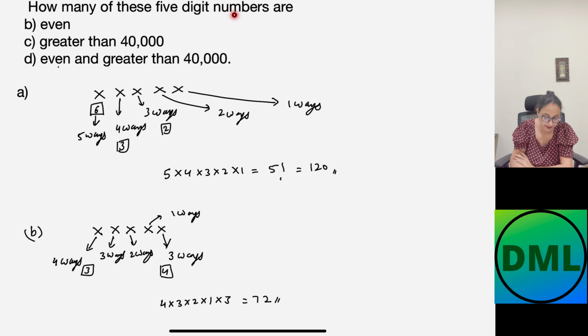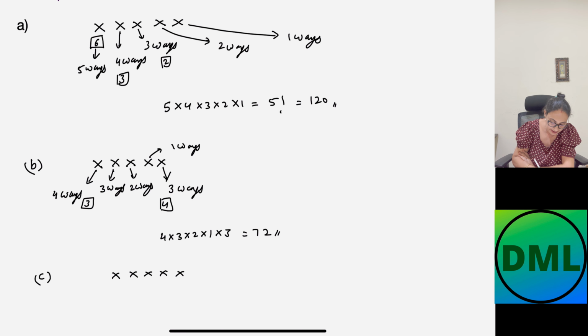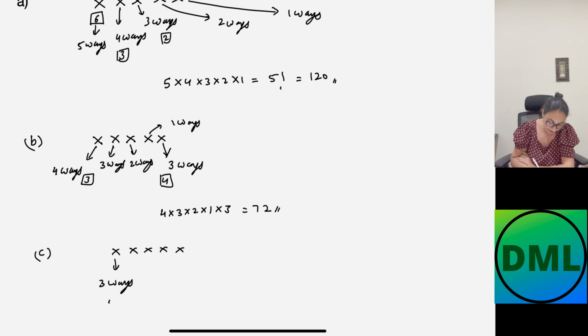I have to make a 5-digit number greater than 40,000. To make a number greater than 40,000, the first place should be either 4, 5 or 6. That means to fill the first place, I have 3 options. For the C part, I have again 5 places. The first place can be filled in 3 ways, either 4, 5 or 6. Let's suppose that you write down 5 here.